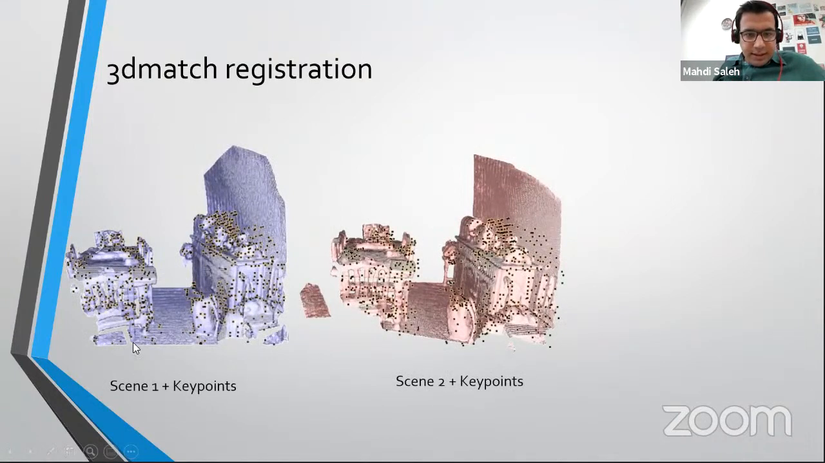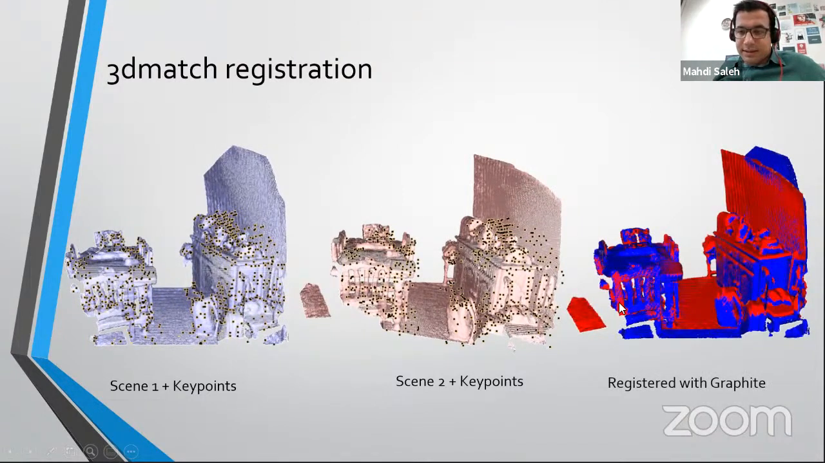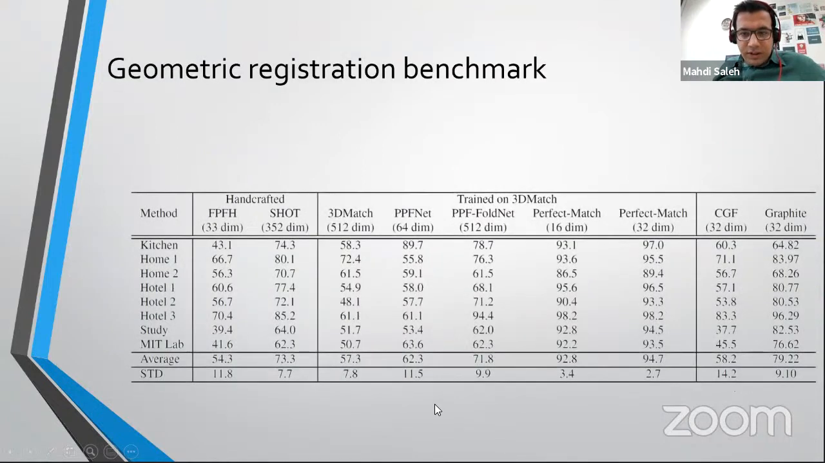And this is, again, the key points in the first frame and the second frame. We want to register these two, and you can see this is the registration outcome. These are results on this dataset. We managed to get the best results without even training on this dataset like the previous methods. We only train on a synthetic dataset, and we managed to get good results on registering these real scans.